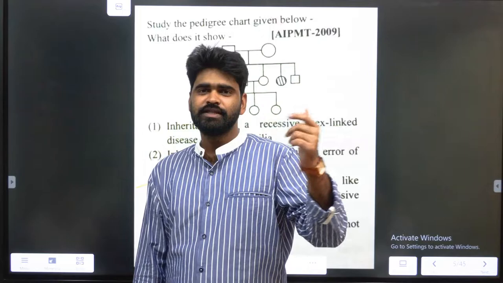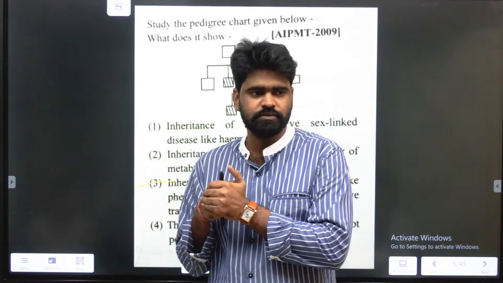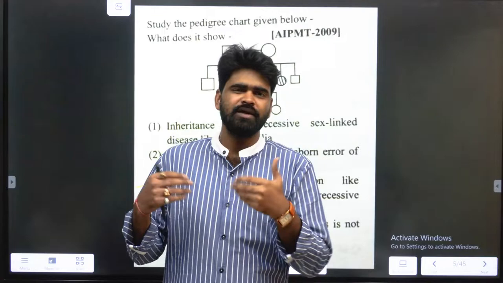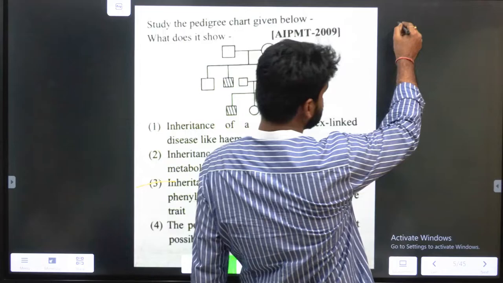Then, in order to study human genetics, it's not ethical to do an experiment on human beings. We'll come up with this chart. But nowadays, this chart is no more formal, because we have more advanced techniques to know the disease. We just take out some amniotic fluid and find the disease condition.